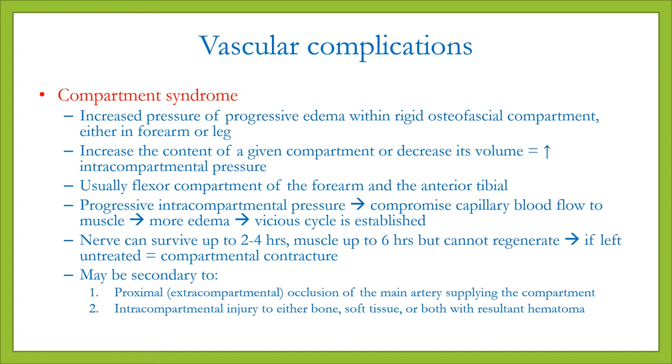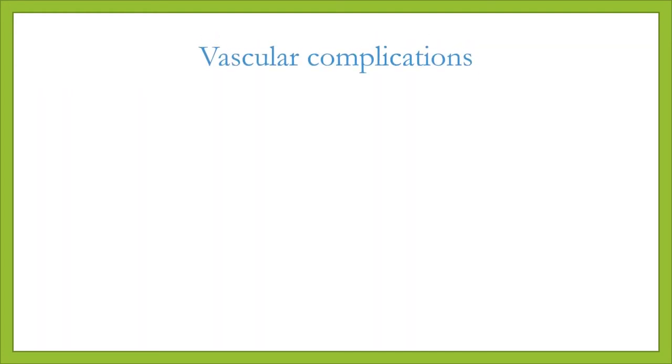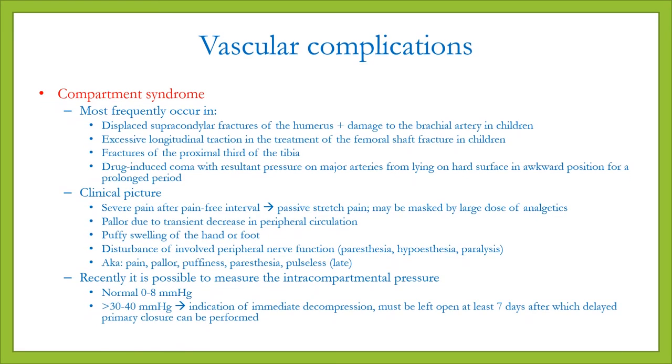If left untreated, it will cause compartmental contracture, maybe secondary to 1, proximal extracompartmental occlusion of the main artery supplying the compartment, or 2, intracompartmental injury to either bone, soft tissue, or both, with resultant hematoma. Compartment syndrome most frequently occurs in displaced supracondylar fracture of the humerus with damage to the brachial artery in children, excessive longitudinal traction in the treatment of femoral shaft fracture in children, fractures of the proximal third of the tibia, and drug-induced coma with resultant pressure on major arteries from lying on a hard surface in an awkward position for a prolonged period.